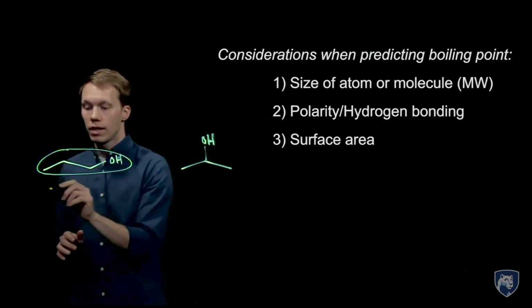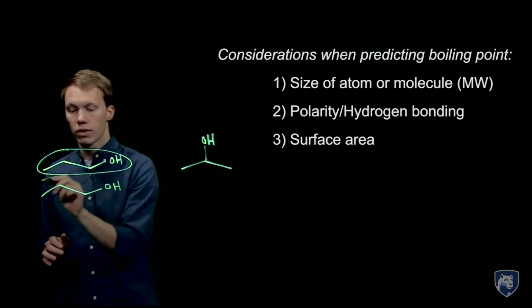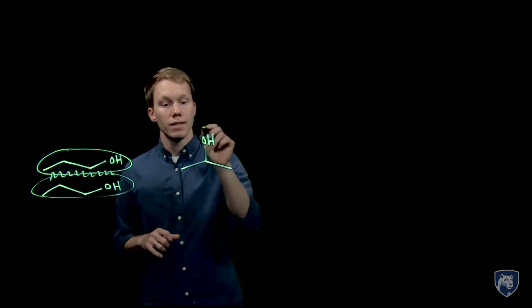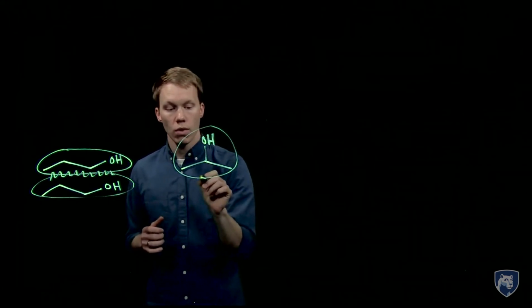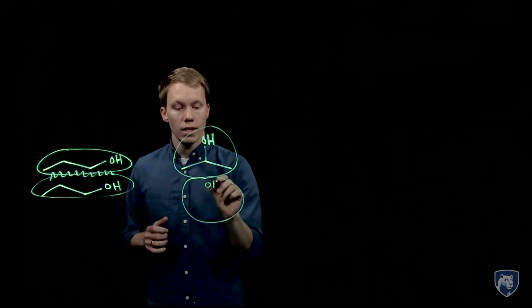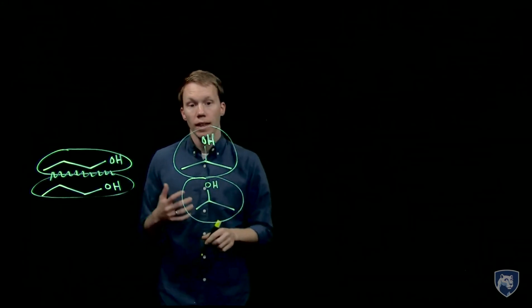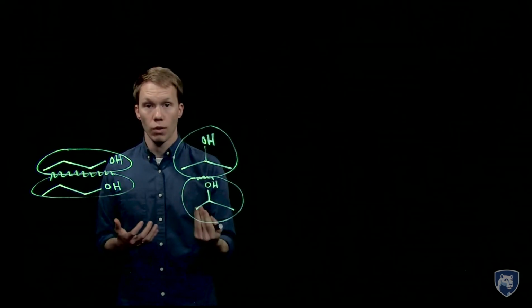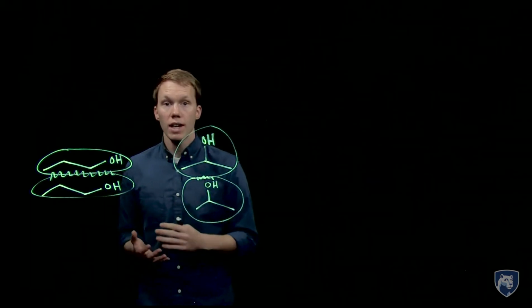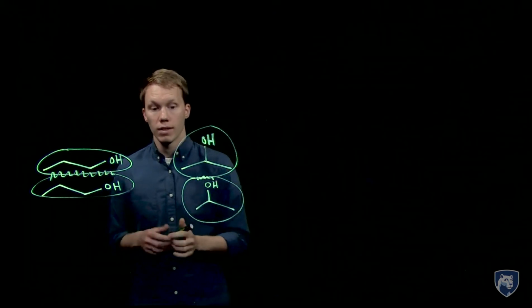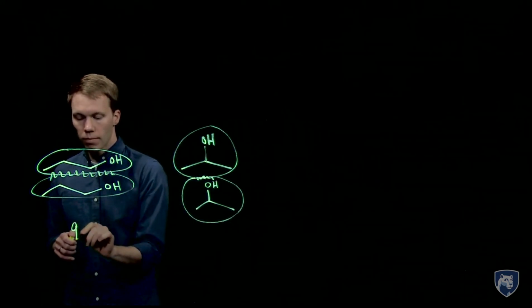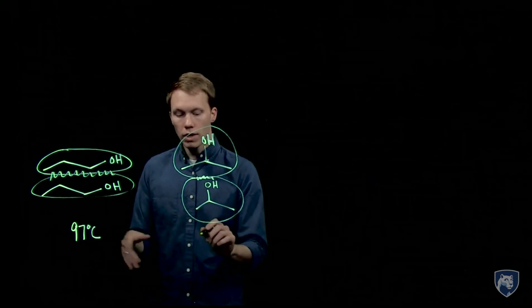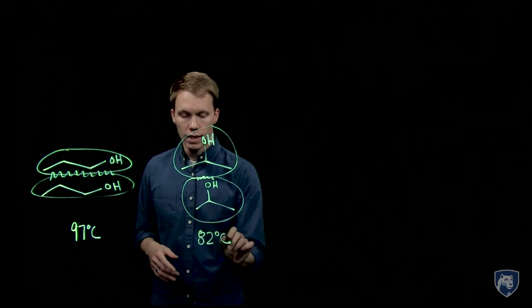So imagine this interacting with other like molecules of itself, right? We maximize the surface area interactions here. Whereas this one is more spherical, so when it is oriented with other molecules of itself, we have much smaller surface area contact, so a weaker intermolecular force here. So surface area becomes our final tiebreaker for this comparison. The boiling point is 97 degrees for 1-propanol, and then for 2-propanol, it is 82 degrees Celsius.